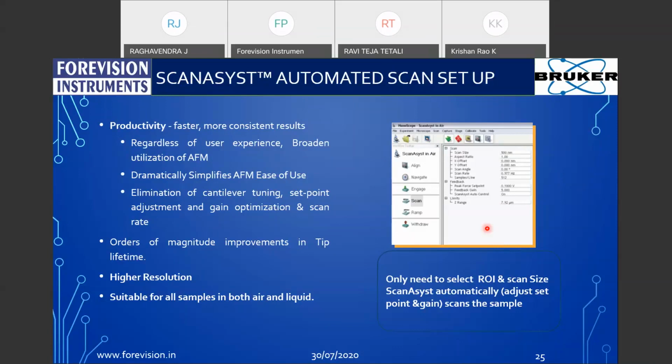so that we can use the same tip for a longer time. And this ScanAsist mode is suitable for all types of samples, starting from fragile samples to very hard ceramic samples also. You can use ScanAsist. And ScanAsist will work both in air as well as in liquid also. This is the best feature of ScanAsist.